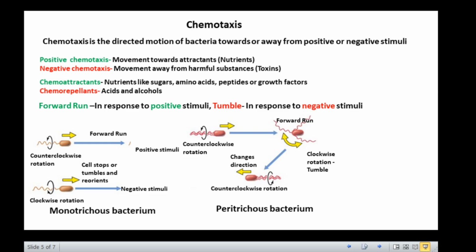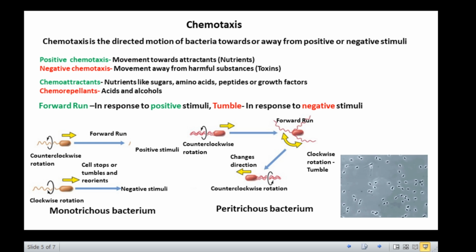During a run that lasts about 1 second, the bacterium moves 10 to 20 times its length before it stops. In the case of a tumble, the movement lasts only about 1/10 of a second and no real forward progress is made. Let us understand the forward run and tumble by seeing this short video.